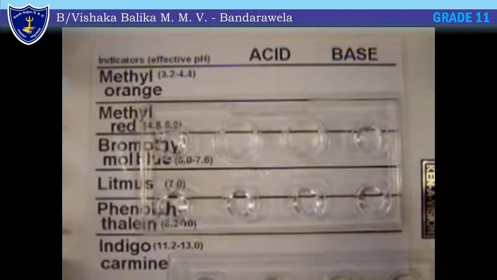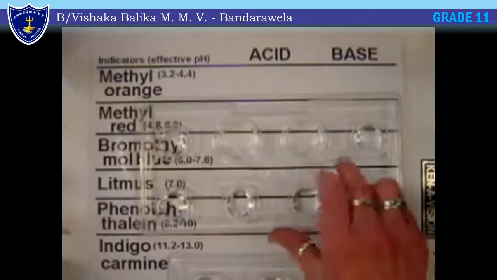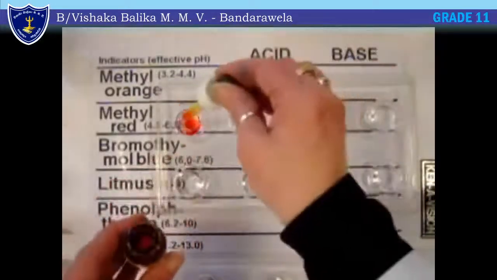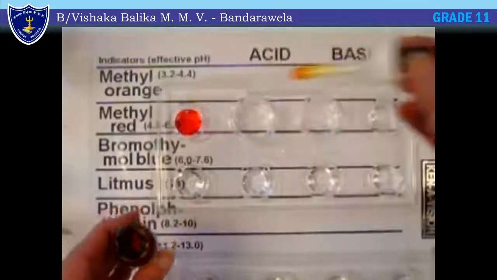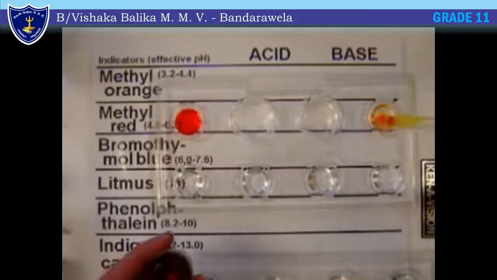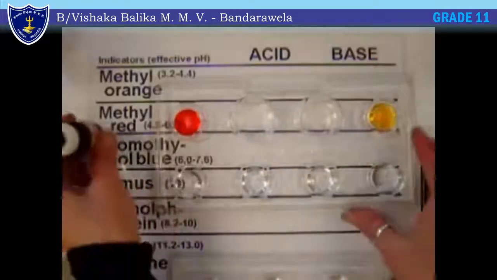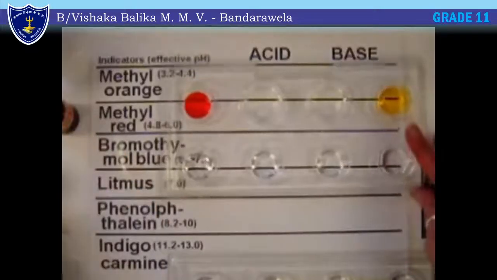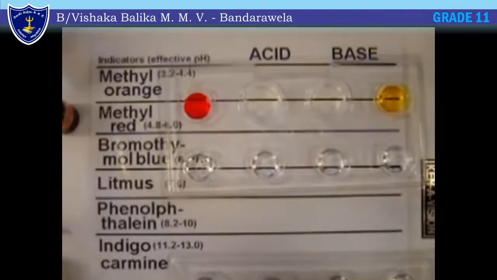One side acid, one side base. See how they change. First they are checking methyl orange. Put in methyl orange to acid, it turns pink color. In a base, it turns yellowish color. Yellow. Right, acids and bases change in the methyl orange.